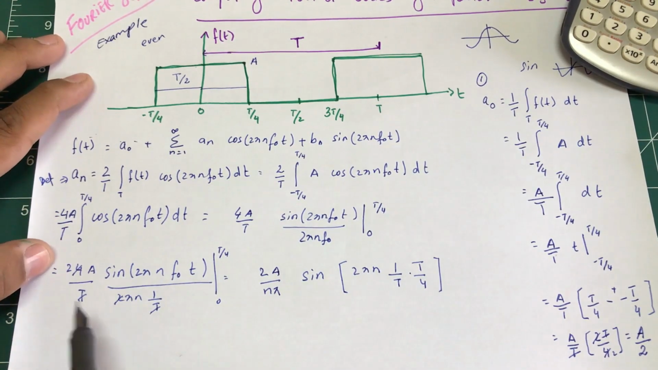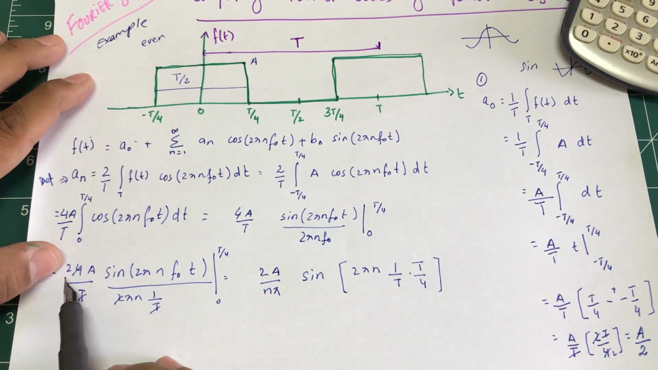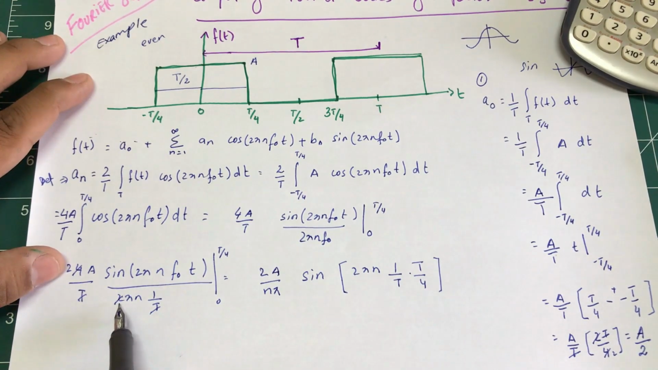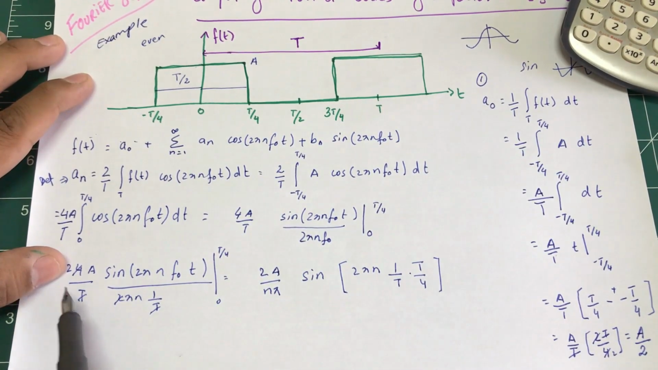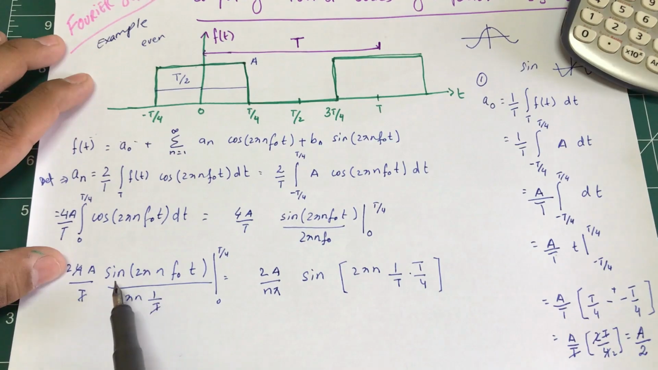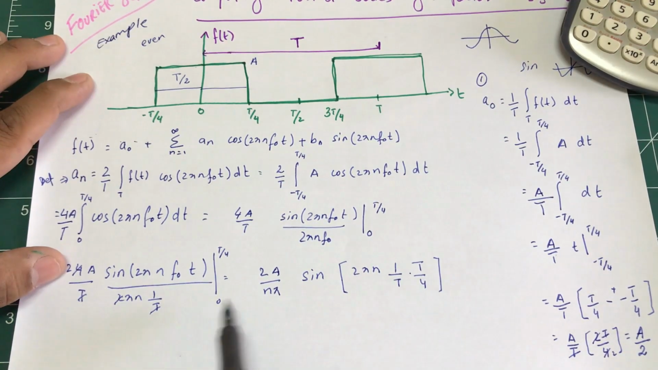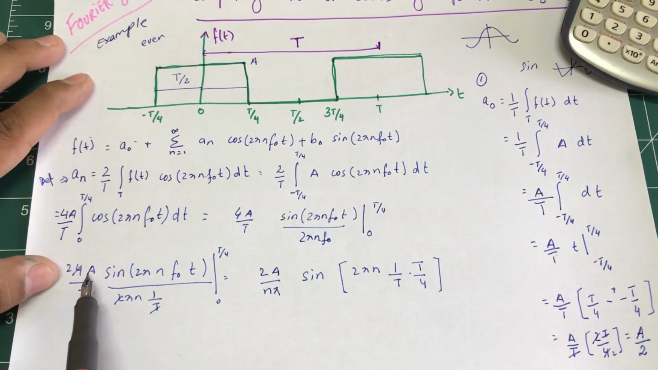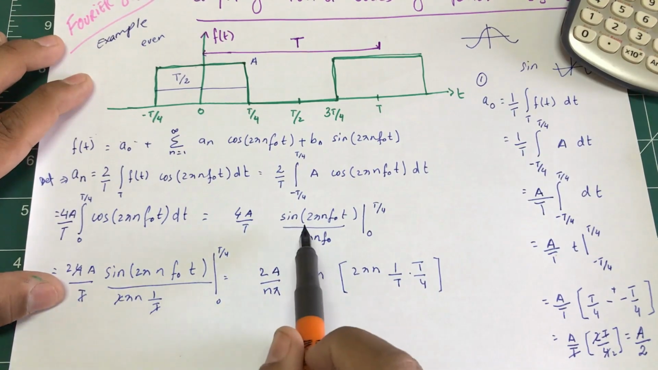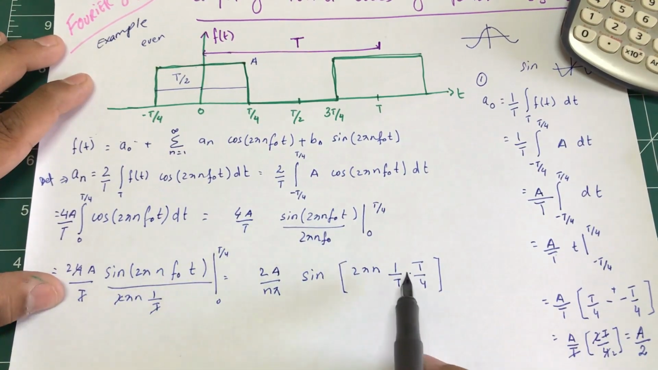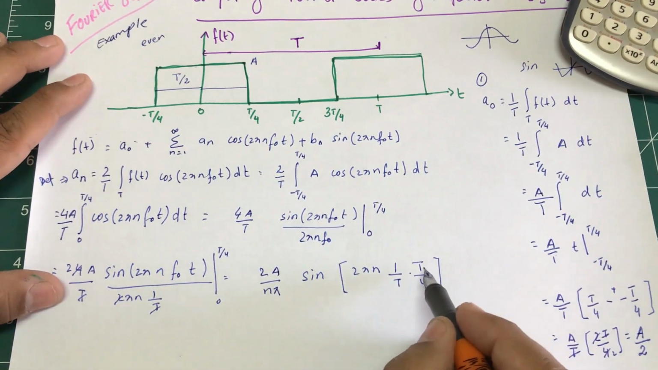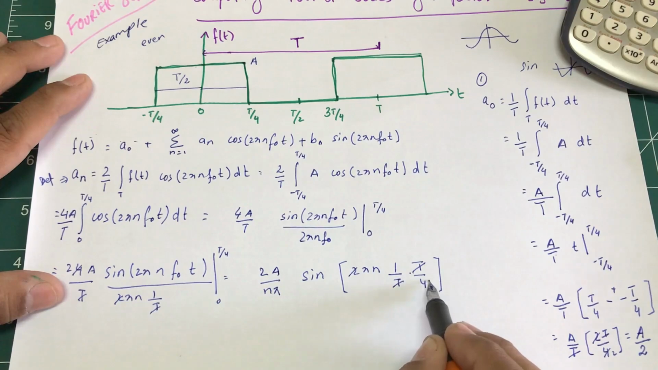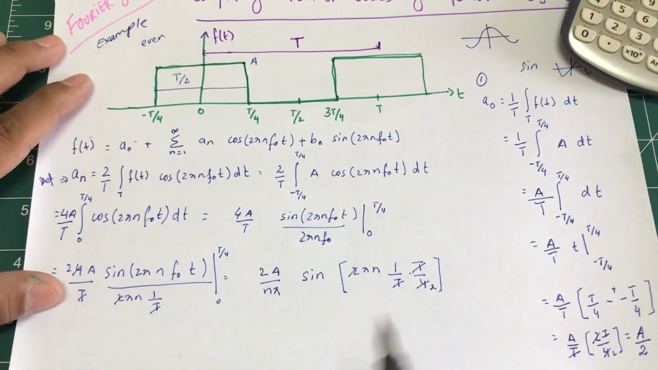What have I done here? You know where you got that 2 from: on the bottom you have 2 pi, so that and that would give you that 2. Now I'm putting my integration limits. So pi n is brought underneath 2A, which is this: sine 2 pi n, f0 is 1 over T, and my limits are T over 4 minus 0, which is just nothing. So this and this would cancel, and this would be 1 over 2.